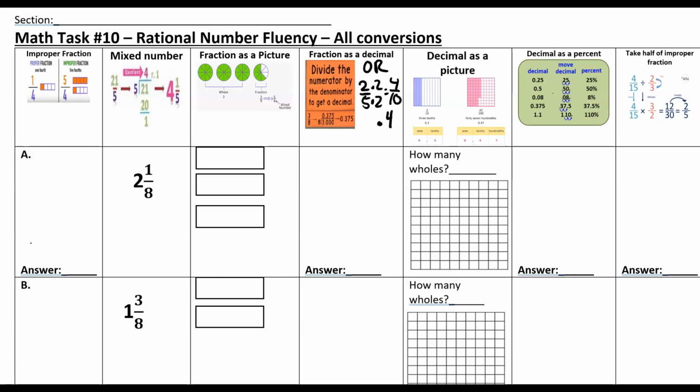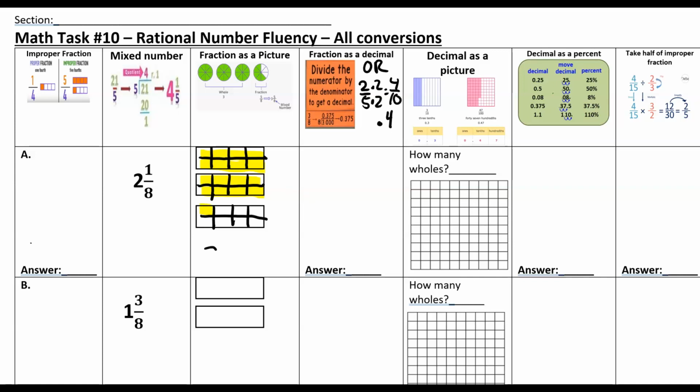So we have an 8 in our denominator, so that means I break my picture up into eighths. There's 4 pieces. How do I make 8 pieces? I just draw right across, right? 4 pieces, there's 8, 4 pieces, there's 8. So how many do I color in? Well, I have 2 wholes, right? So 2 wholes are going to get colored in. There's my 2 wholes, 2 solid squares, and then just 1/8, right?